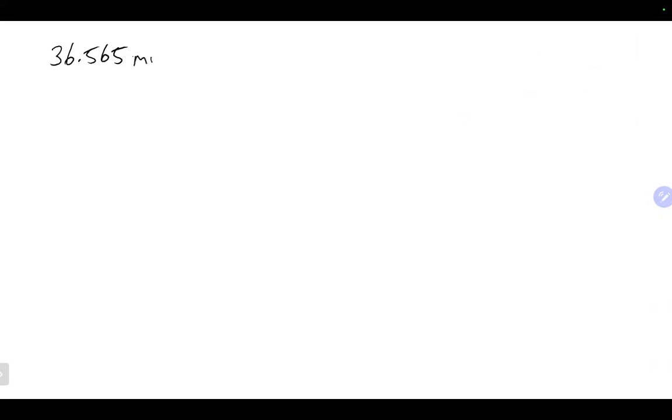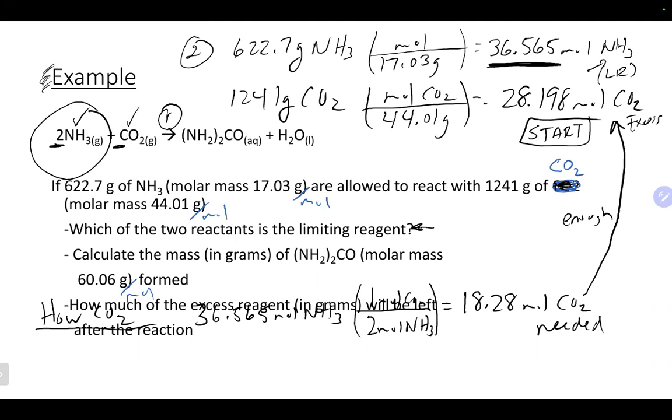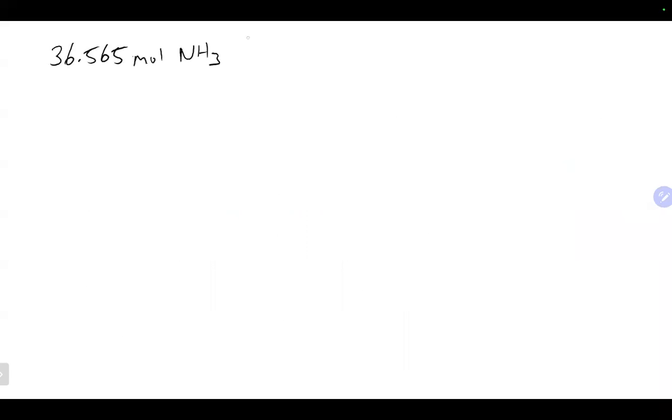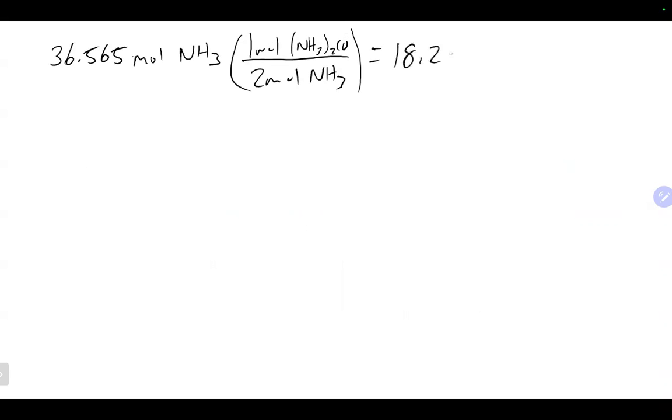All right, so that is moles of our NH3. We're going to use the mole to mole relationship from the equation, which looking at it is 2 moles of NH3 to our product here, which is 1 mole. And that would be what we would want to use. So 2 moles of NH3, 1 mole of our product there. And 36.565 divided by 2 gets us 18.28 moles of our product.